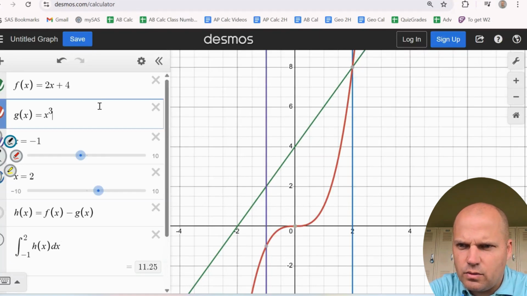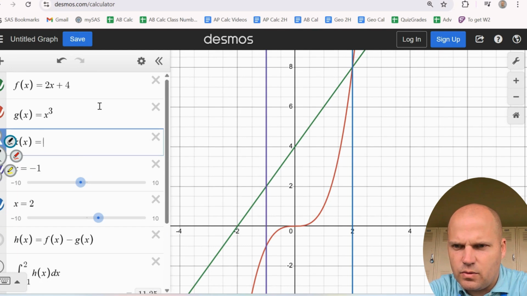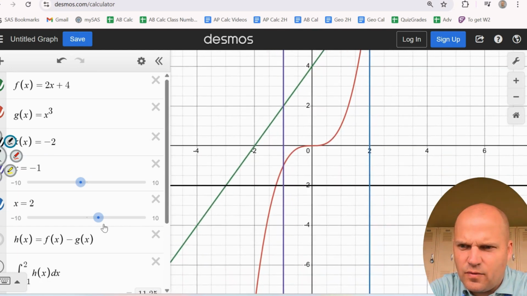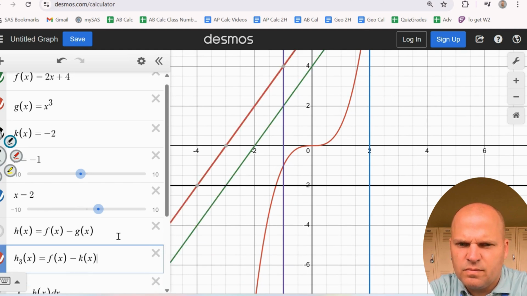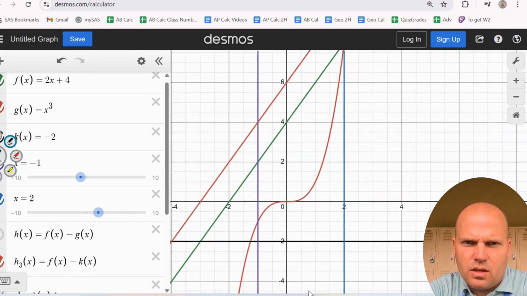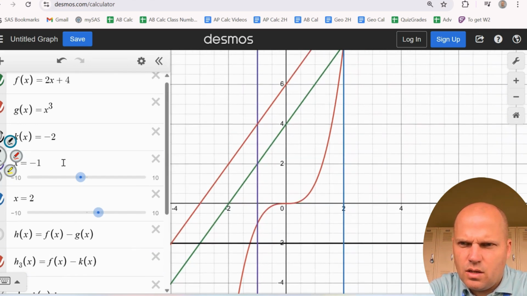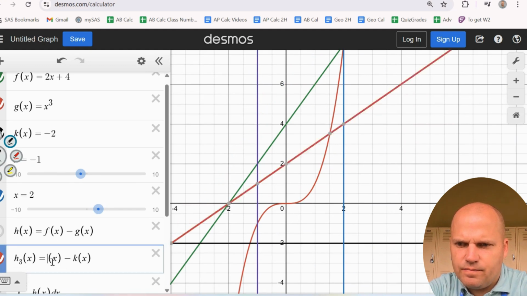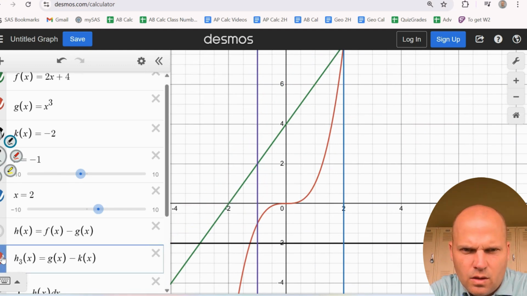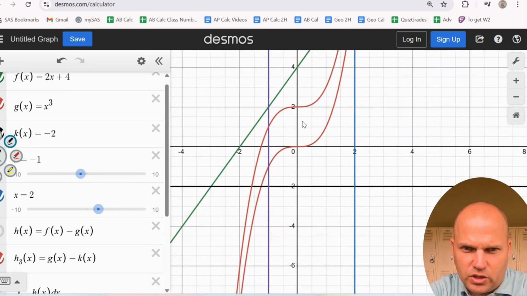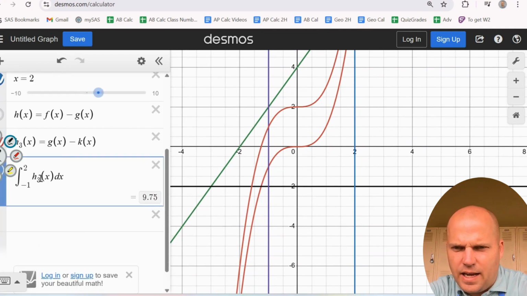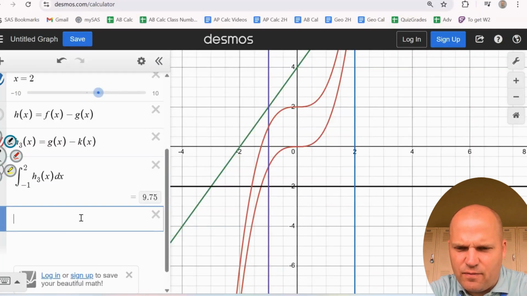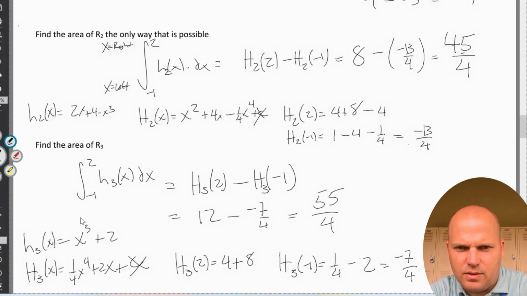If I included also, I don't know, k of x equals -2. And if I say h2 is f of x minus k of x, you can see, no, g of x minus k of x. All the heights are positive. They really look just like that. And if I accumulate h3, I get 9.75, which is 55/4. What the heck is going on?